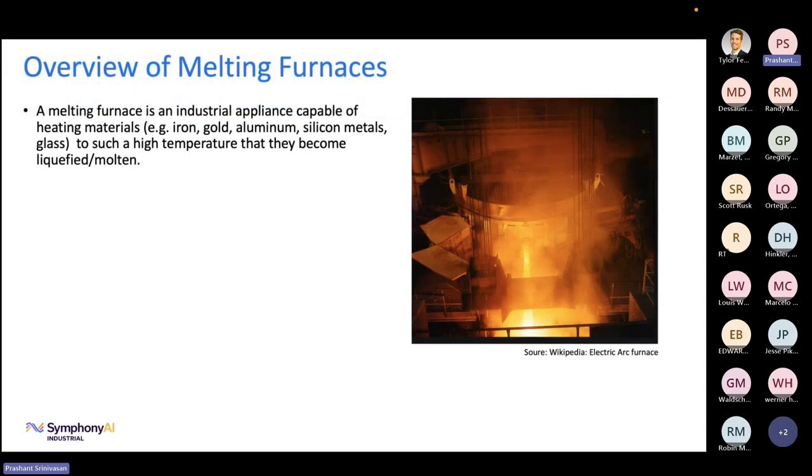Just very broadly speaking, a melting furnace is an industrial appliance that is capable of heating materials, and these could be metals or glass or silicon metals, to elevated temperature that is above their melting point, so that they become liquefied and molten and also homogenized. And usually the need for this is to cast raw materials and then melt them and come up with a product, after cooling, that meets certain quality specs and requirements of very specific applications, right?